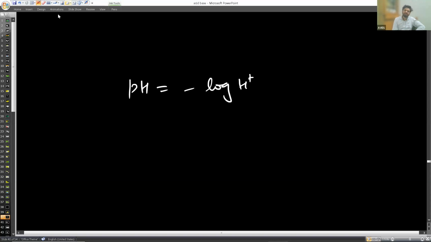Now, if I ask you, if I write something like a raised to the power b, what is log? Log is a mathematical term like pi is a mathematical term. If I write a raised to the power b, can I write b into a?